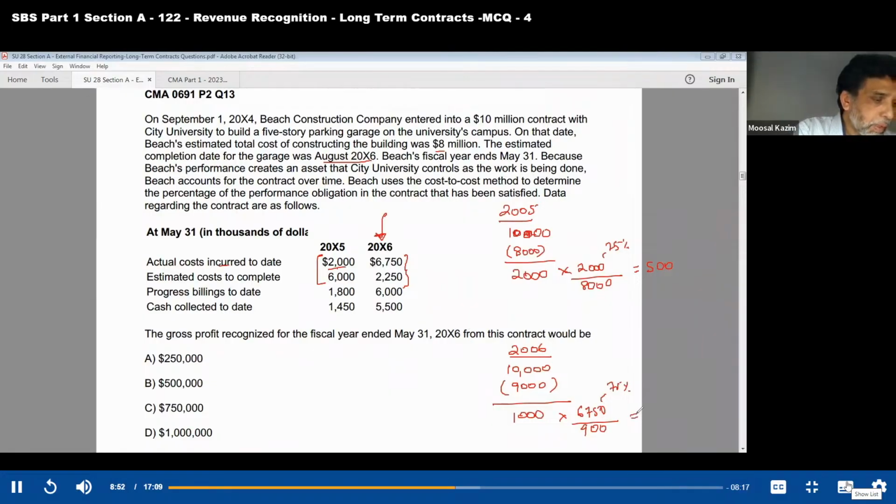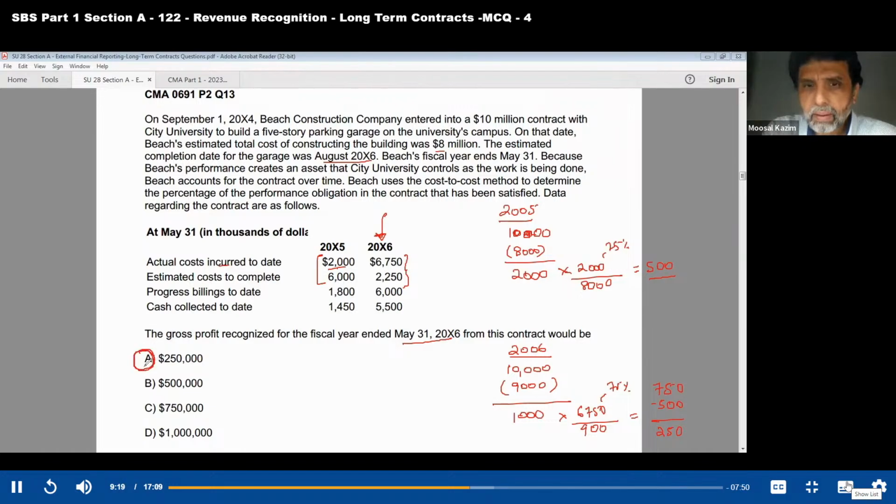So 1,000 into 75% would be 750 cumulative profit to be recognized. But they have already recognized 500 in 2005. You minus that 500 because you want to find out how much they should recognize only for the year ended 2006. So that would be 250. So A is the right answer.